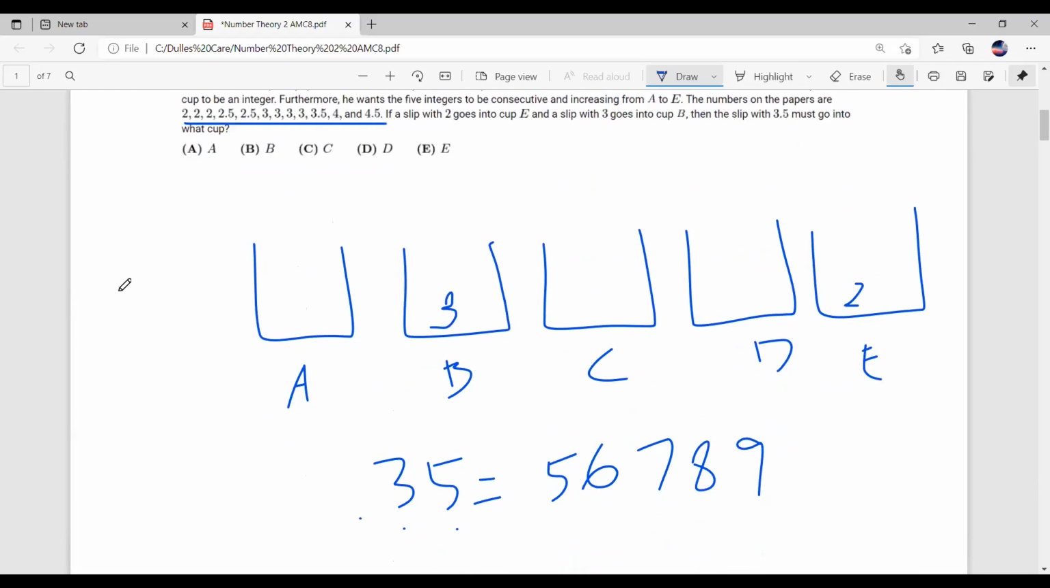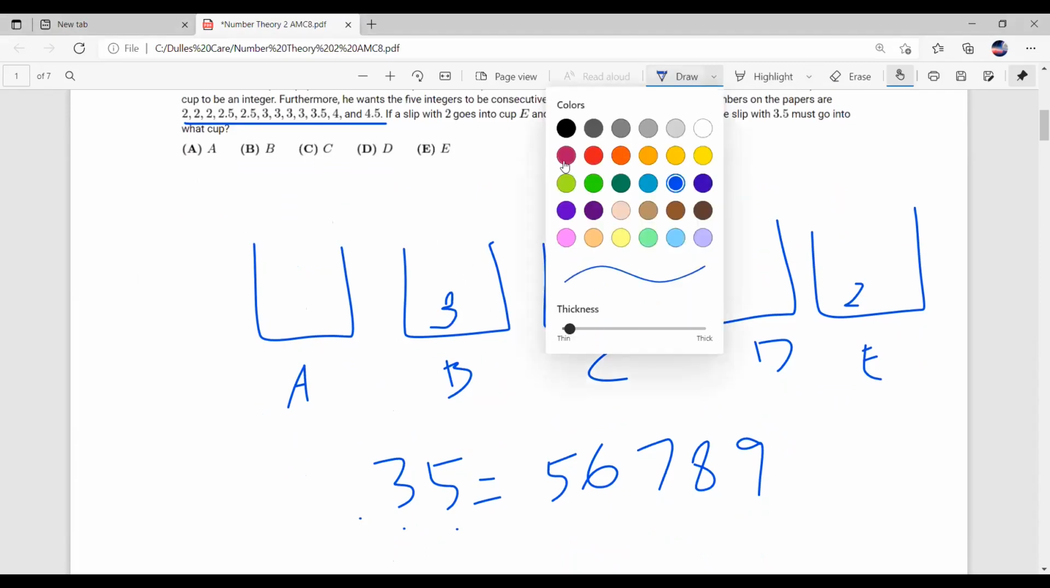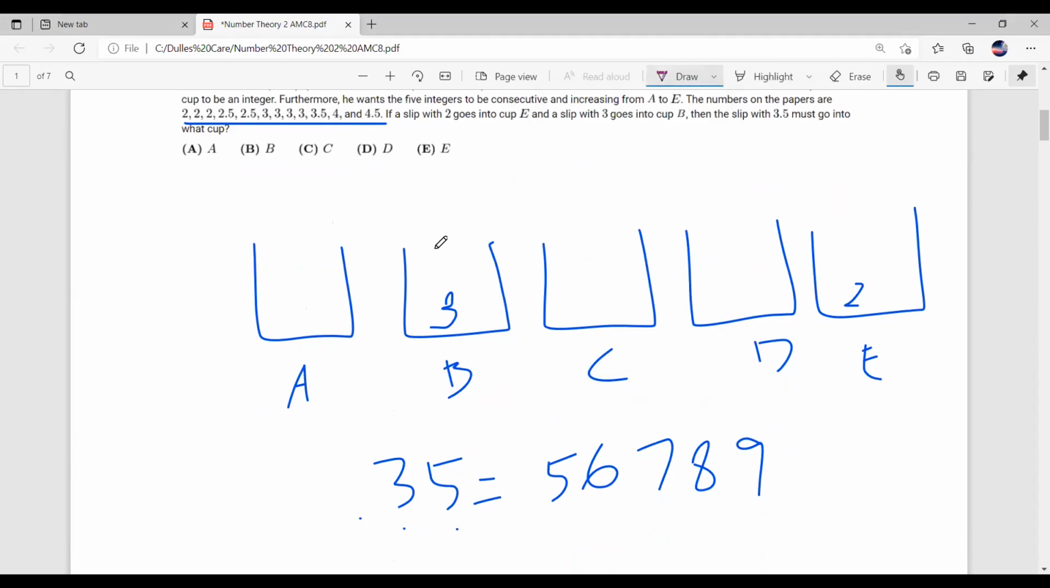So what does this tell us? This tells us that in order for cup B to have a sum of 6, now let me change my colors, the other slip in cup B must also be 3, because 3 plus 3 equals 6. If a number like 2 was in cup B, then we would have to add another slip labeled 4, but we don't have a slip labeled 1. So the only option for cup B is to have another slip labeled 3.